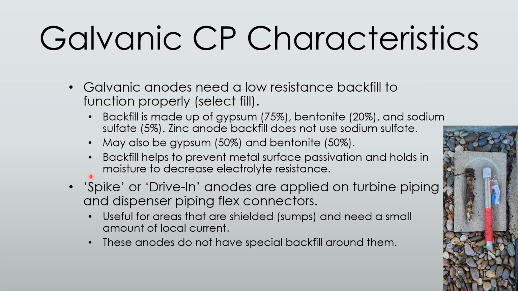Again, with magnesium, the voltage output is so high, we actually get a film that develops over the anode, and that sodium sulfate breaks down the film and allows more of the anode to be consumed for protective CP current. Spike or drive-in anodes on the right are applied on turbine and piping and dispenser areas that are shielded and need a very focused amount of current. These anodes do not have special fill around them.